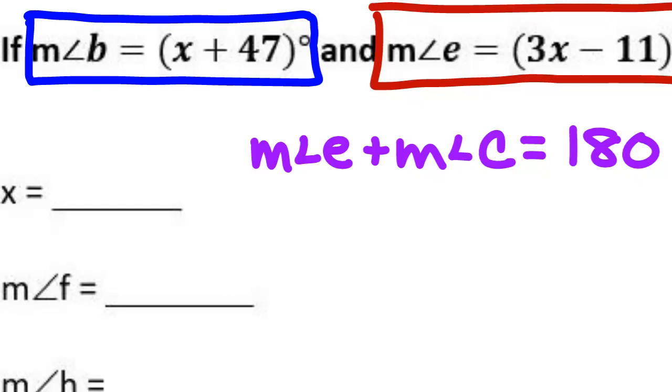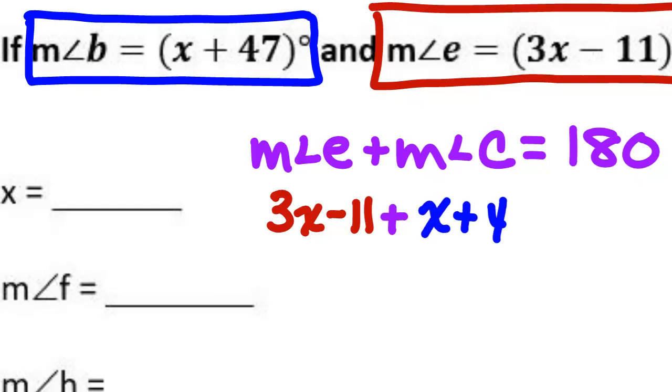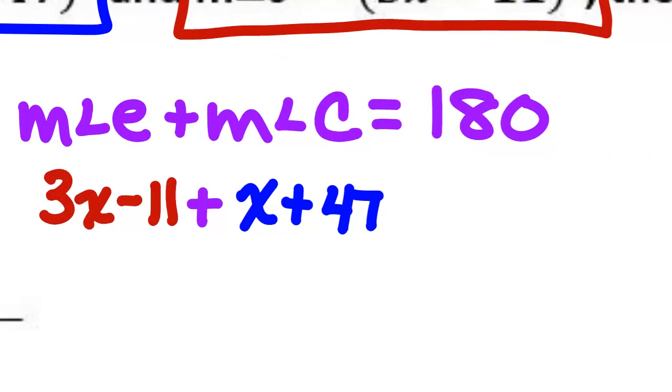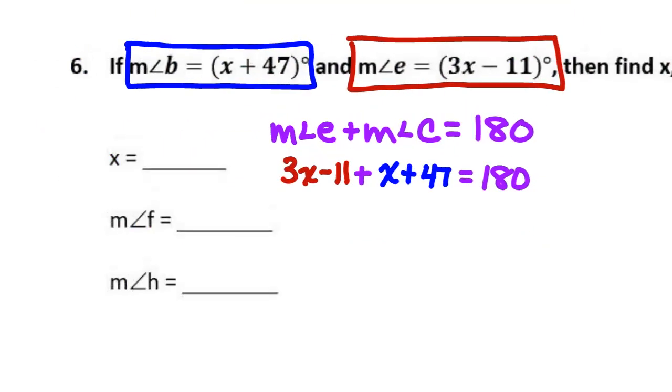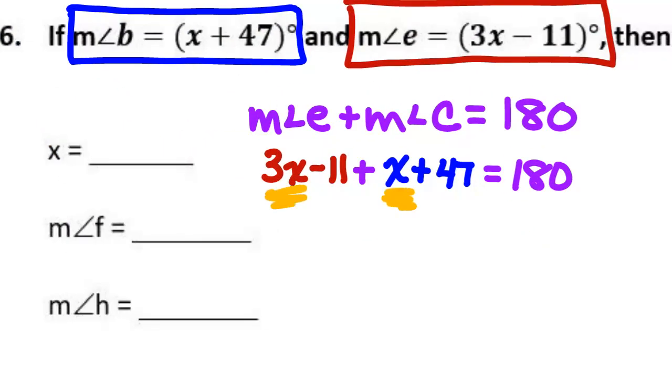How big was E? My apologies. 3x minus 11. How big is angle C? x plus 47, because it was congruent to angle B, equals 180. I've got some like terms over here on the left. 3x and x. What do I get if I combine those two together? 4x. What about negative 11 and positive 47? What do I get when I combine those? Positive 36.